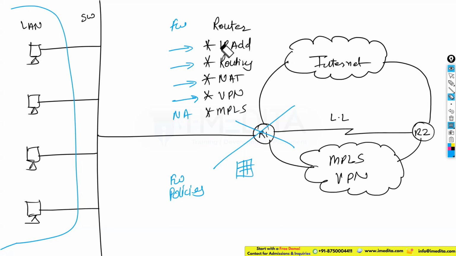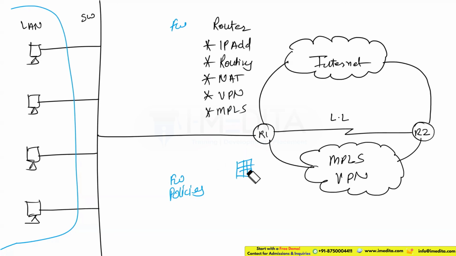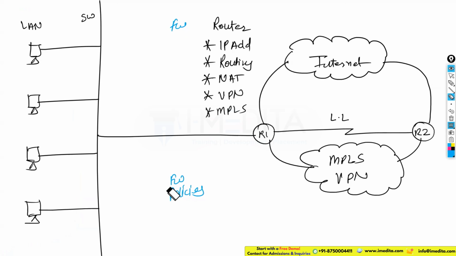Question is this: when we have IP addressing already, why to do it again? Routing already done, why to do it again? NATing already done, why to do again? VPN configured, why to do again? MPLS we cannot bypass. Now we don't want to remove here. We just want here firewall policies. So our target is that we only want to deploy firewall policies.